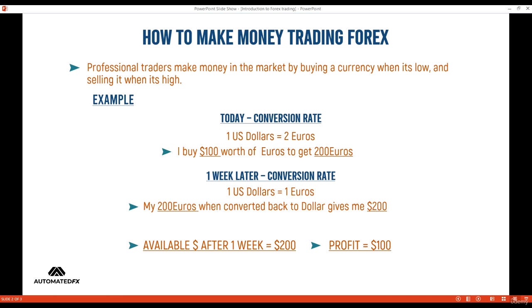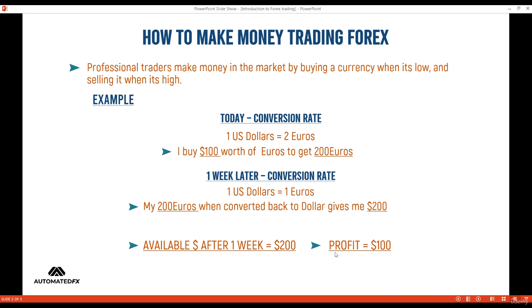So you now see the sense in that. Because the conversion rate has now improved for euro, when I convert my euro back to dollar, I now get $200 instead of $100, which I initially bought. Remember, I bought $100 initially. Now I've been able to make a profit of $100, comparing it to the $100 which I used in buying my euro initially. Because right now I have $200.